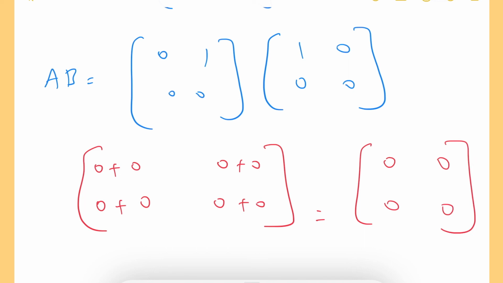This is exactly what he is asking. We need to create two matrices, one is A and one is B. If we multiply A into B, we need to get the 0 matrix. Of course we got 0, 0, 0, 0. But BA should not be equal to 0.